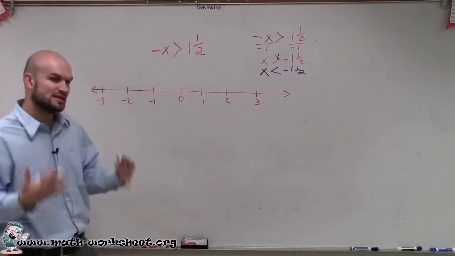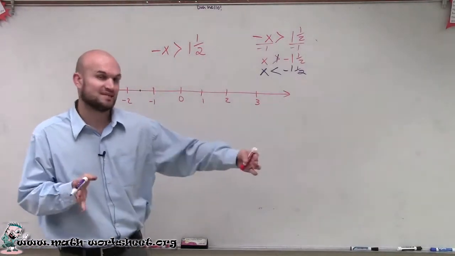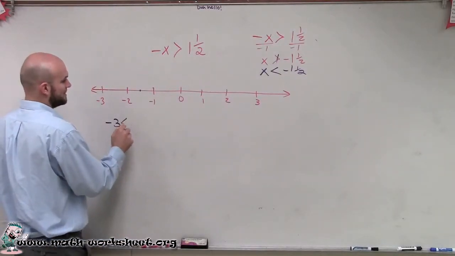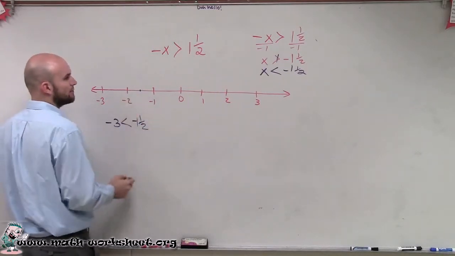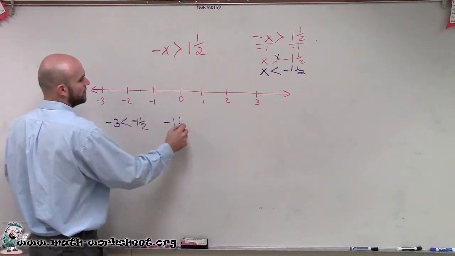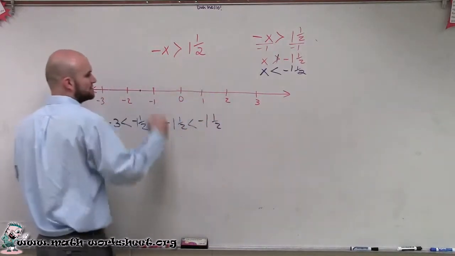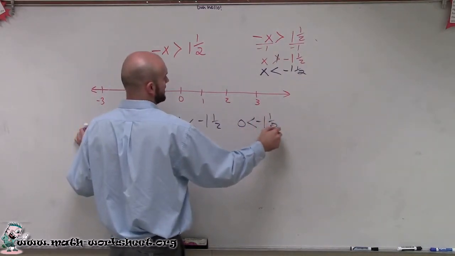And what I like to do is once I pick my point, I want to pick 3 test points. I want to pick a test point to the left. So negative 3 is less than negative 1 1/2. I want to pick a test point right at it. So negative 1 1/2 is less than negative 1 1/2. And I want to pick a point to the right, which would be 0 is less than negative 1 1/2.